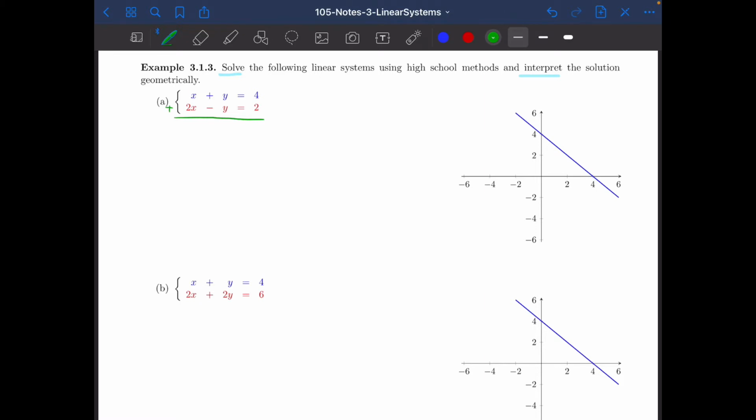On the left-hand side, we have x plus 2x, which is 3x. On the right-hand side, we have 4 plus 2, which is 6. And so we can solve for x. X is equal to 2. We can now plug in this newfound value of x back into either equation and solve for y. Let's take the first equation. We have x plus y equals 4, and so now we have 2 plus y equals 4. Solving for y, we get that y is equal to 2. And so we found the solution to the system. The solution in vector form is (x, y) equals the vector (2, 2).